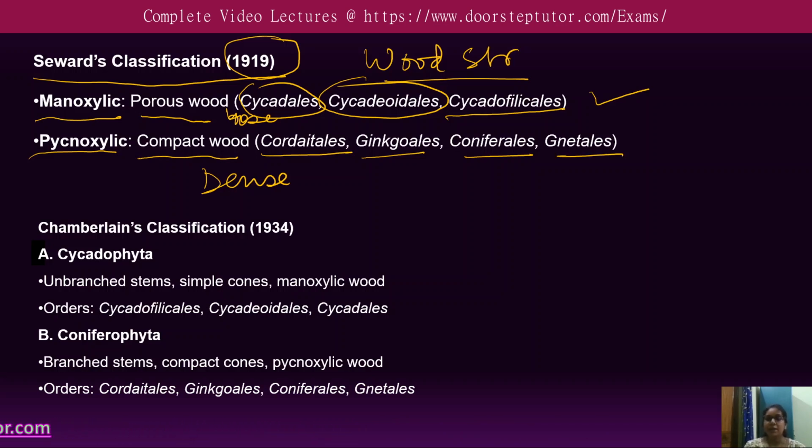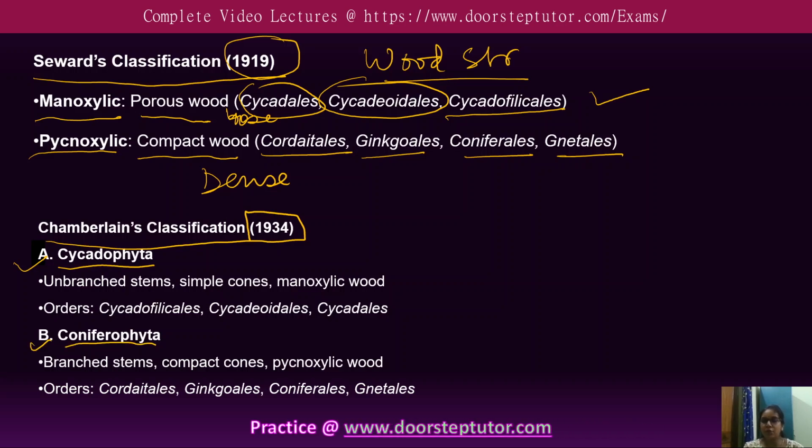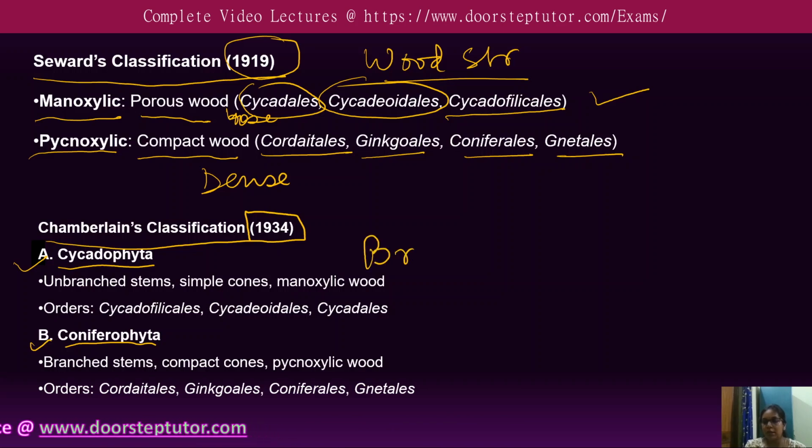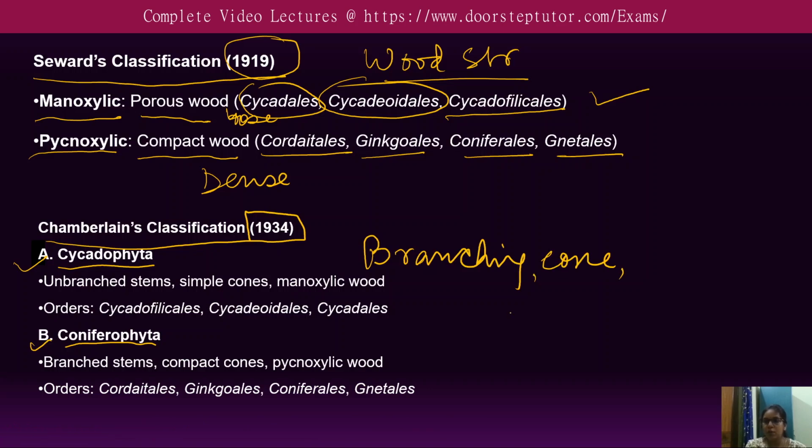Okay. Next comes the Chamberlain classification in 1934, and he divided the gymnosperm into two main classes. The first class is the Cycadophyta, and the second class is the Coniferophyta. And he classified on the basis of what? He based it on the branching, cones, okay, as well as the wood structure.